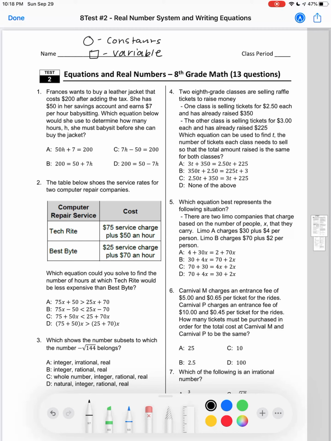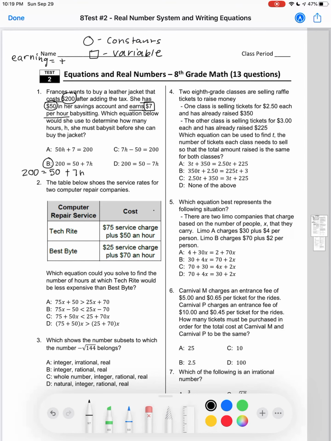So this here, it costs $200, and she has $50, being a constant as well, in her savings account, and she earns $7 per hour, and she's earning it, so earning equals a positive, and the other ones are also positive, so we have 200 equals $50 plus 7 per hour. So here we see our answer, choice B.